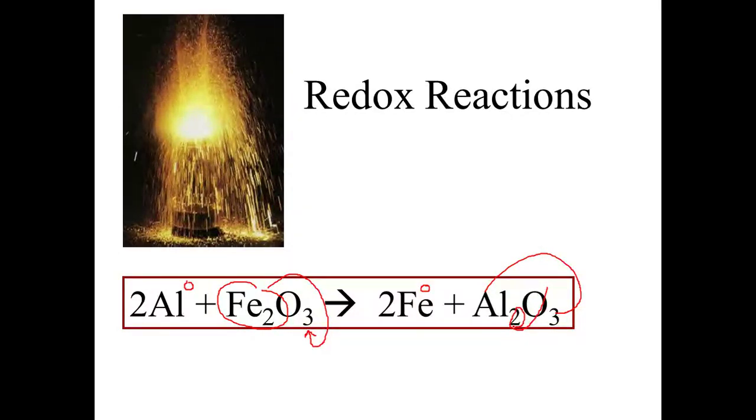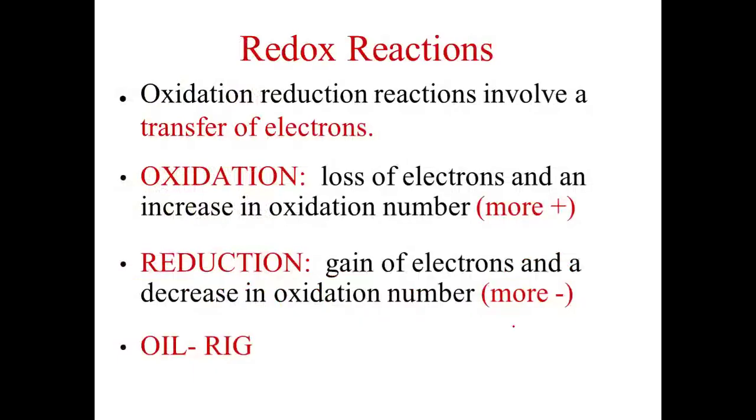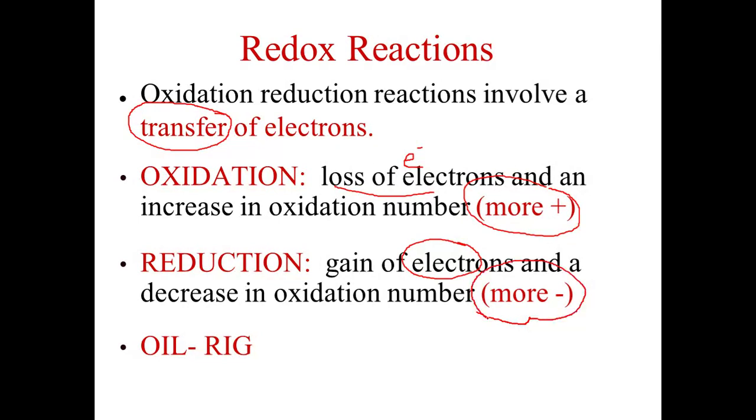So redox reactions are oxidation and reduction reactions. They have to occur together. One species loses electrons and the other gains those electrons. So we're transferring electrons. A loss of electrons is called oxidation. So you have a more positive oxidation state after you have lost your negative electrons. Reduction is a gain of electrons. So if you're gaining that negative charge, you're going to become more negative. A good mnemonic to keep this straight is OIL RIG. Oxidation is loss. Reduction is gain of electrons.